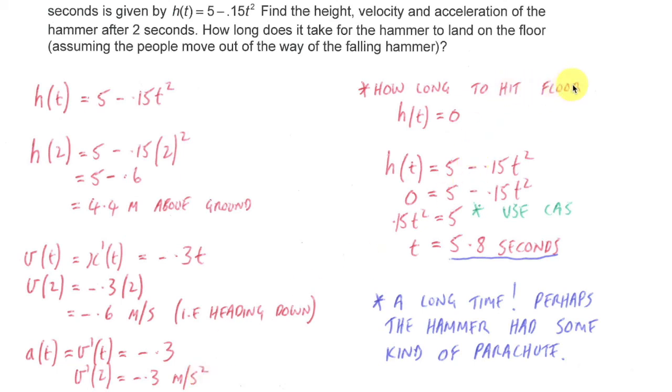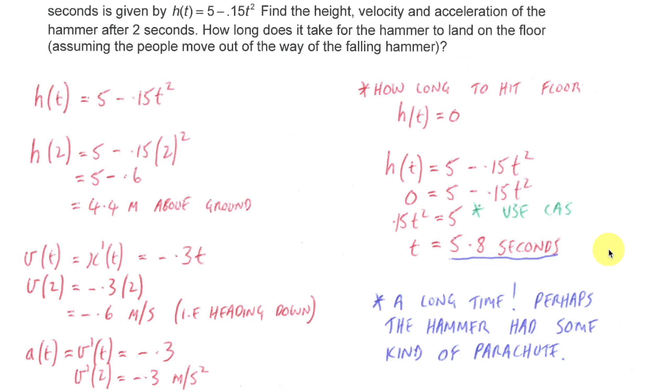How long does it take to hit the floor? Well, we assume that the floor is at 0. That's our reference point. That's our agreed point of origin. So we've got h of t equaling this. I make it equal to 0, and I solve for t. Notice that I can do that using CAS, and I'll get 5.8 seconds.